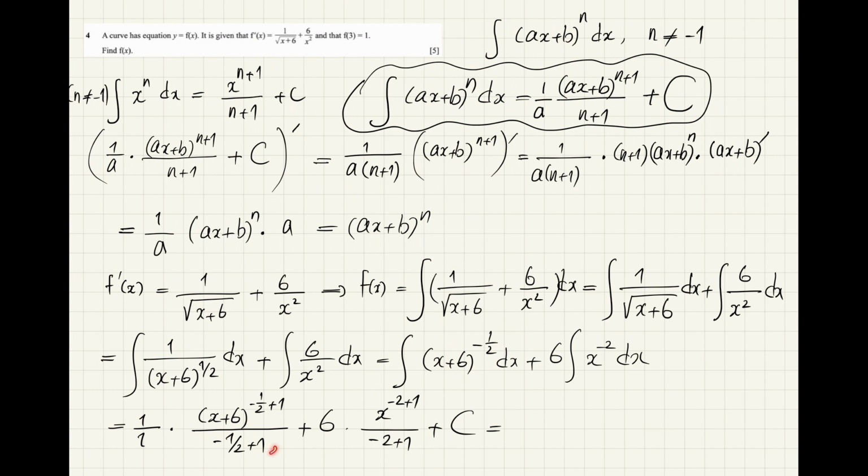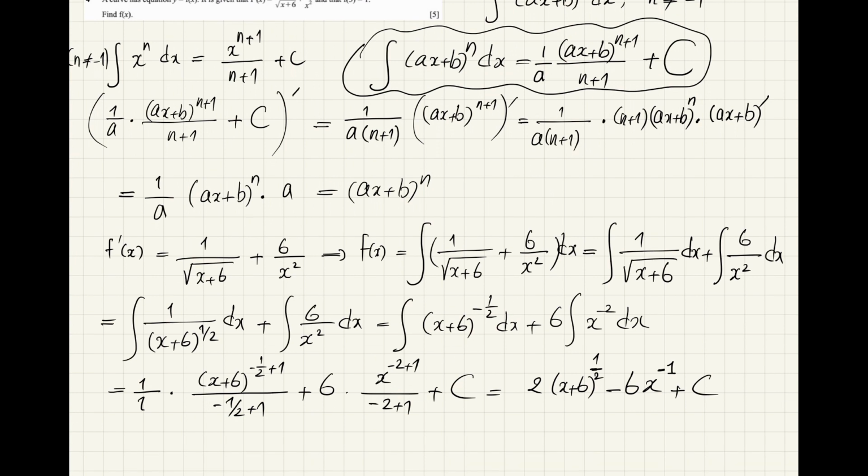Here, minus 1/2 plus 1 is positive 1/2, but this positive 1/2 is in the denominator, so it becomes 2 in the numerator, yes? And this 1 over 1 is just simply 1, so you get 2, and then you get (x + 6) to the power of minus 1/2 plus 1, which is positive 1/2, yes? And then you have here minus 2 plus 1 is negative 1. Negative 1 multiplied by 6 becomes negative 6. And then you have x to the power of minus 2 plus 1, which is minus 1, plus c.